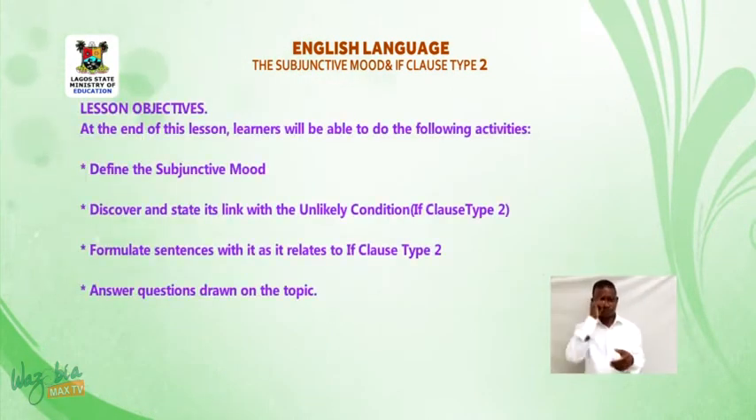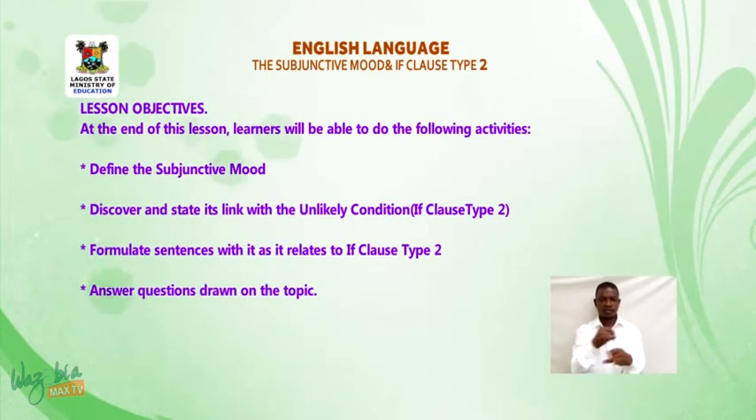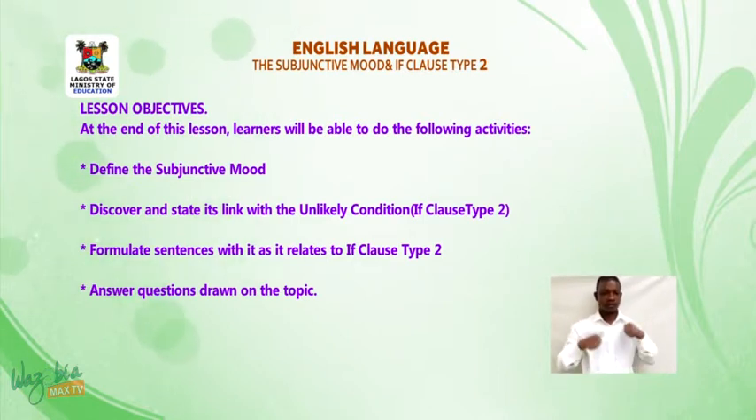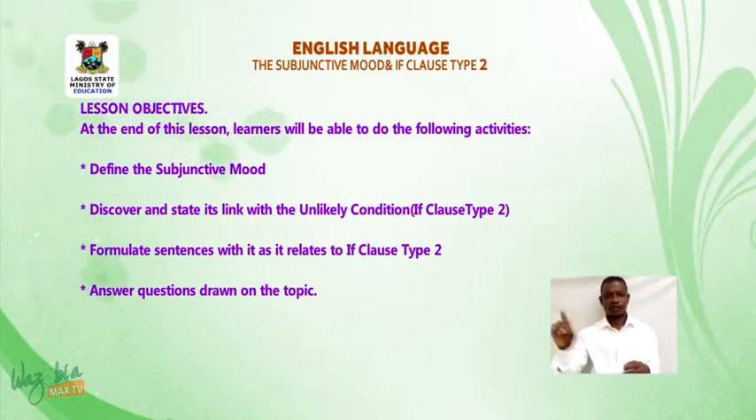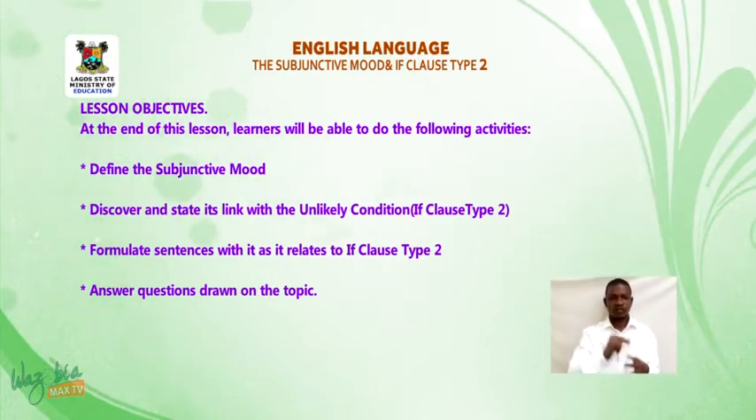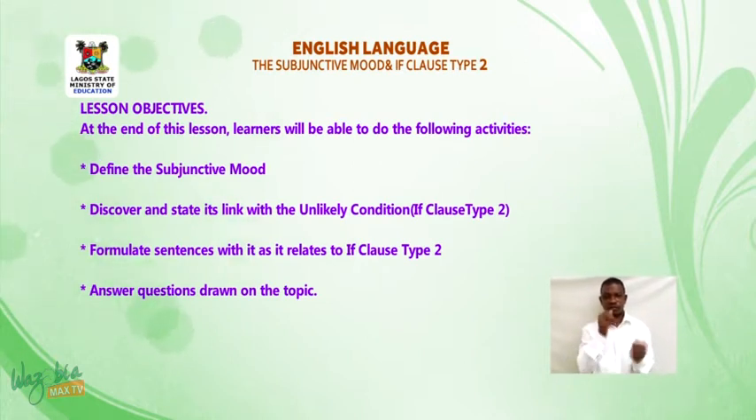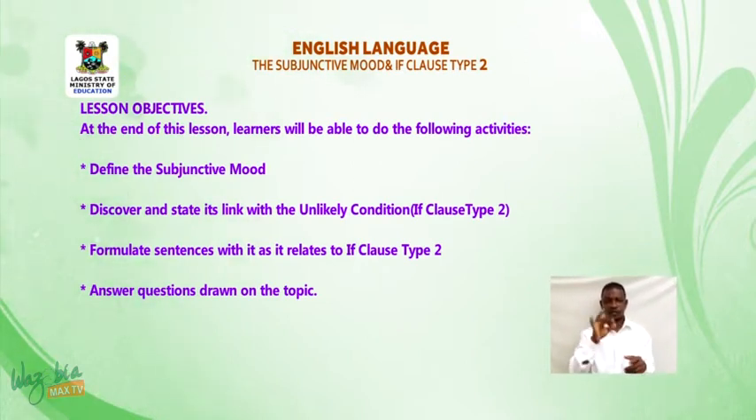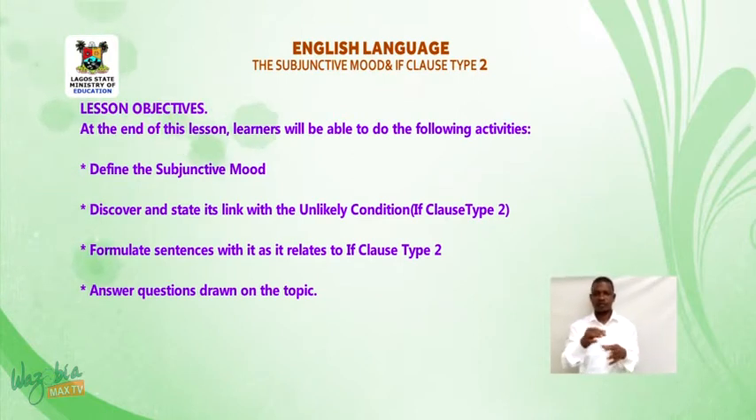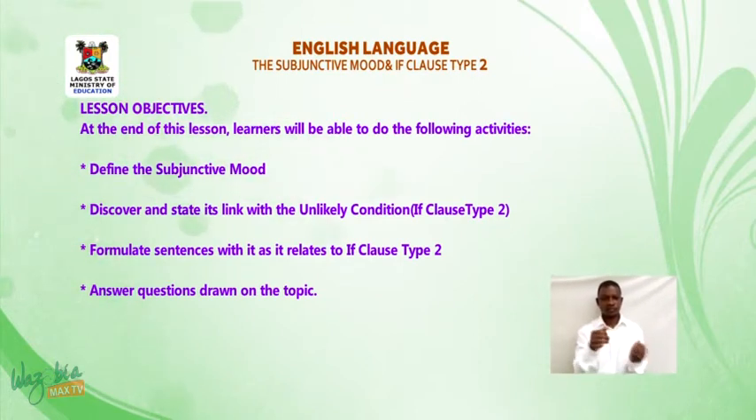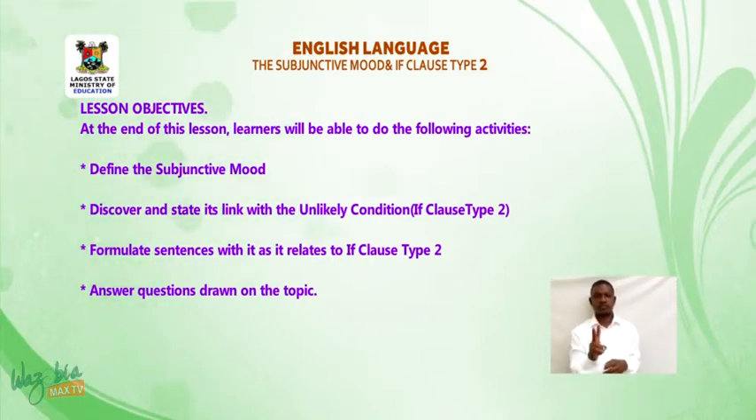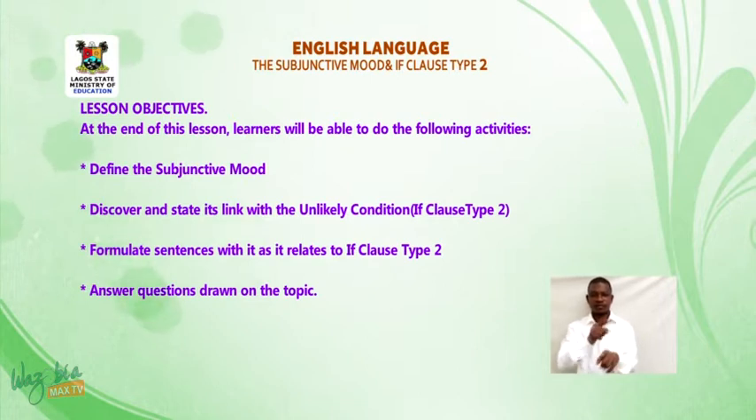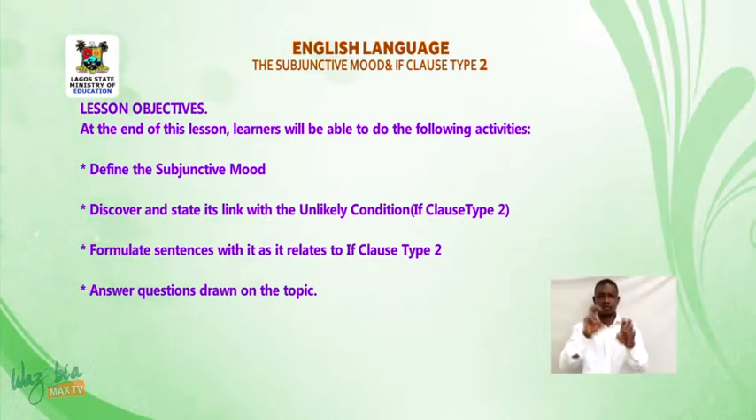Now, the lesson objectives. At the end of this lesson, learners will be able to do the following activities. 1. Define the subjunctive mood. 2. Discover and state its link with the unlikely condition. 3. Formulate sentences with it as it relates to if clause type 2. And lastly, answer questions drawn on the topic.